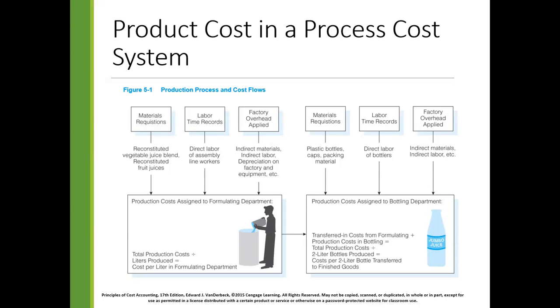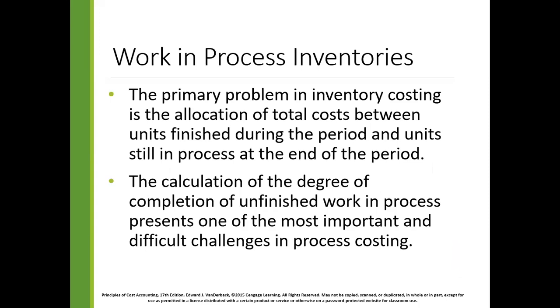Then we have the transferred in cost from formulating, the production cost in bottling, total production cost. Then we have the 2-liter bottles produced, cost per 2-liter bottle transferred to finished goods. Now we have the product as jumbo juice.